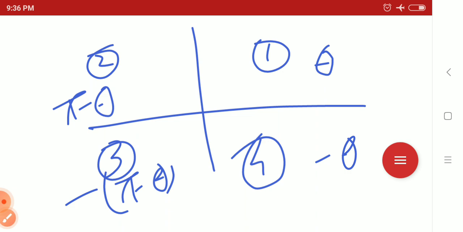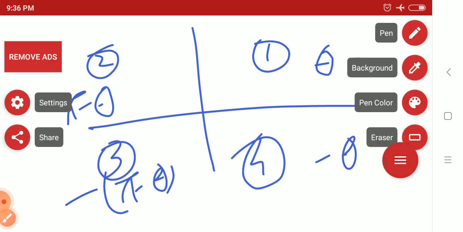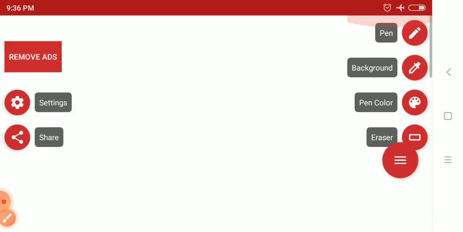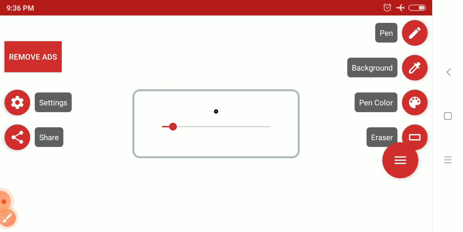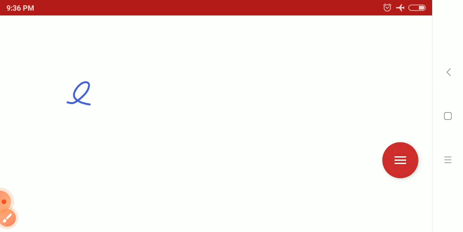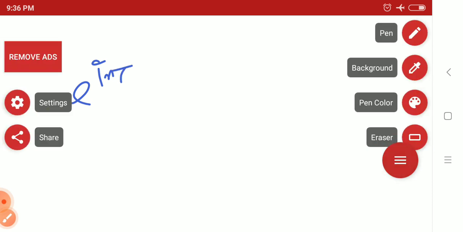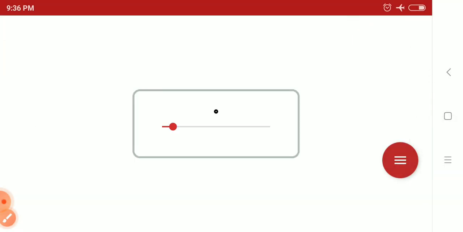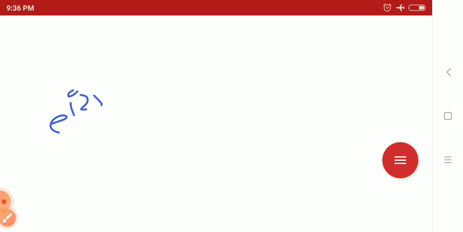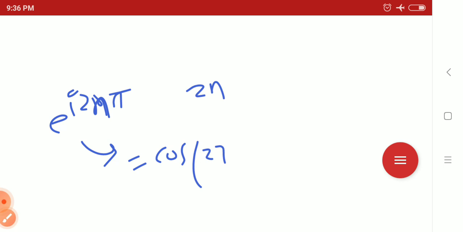So we are going to discuss another important topic, something you all should know: the complex function in terms of exponentials. This is a very important thing. Whenever you write e to the power iota 2n pi, 2n is always an even number. So e to the power iota 2n pi is what? Cos 2n pi. Oh, sorry.